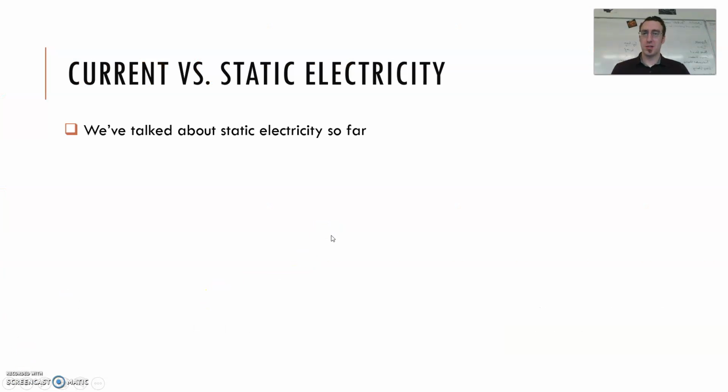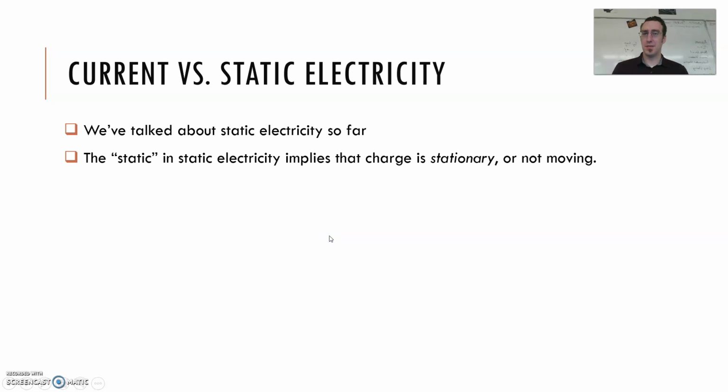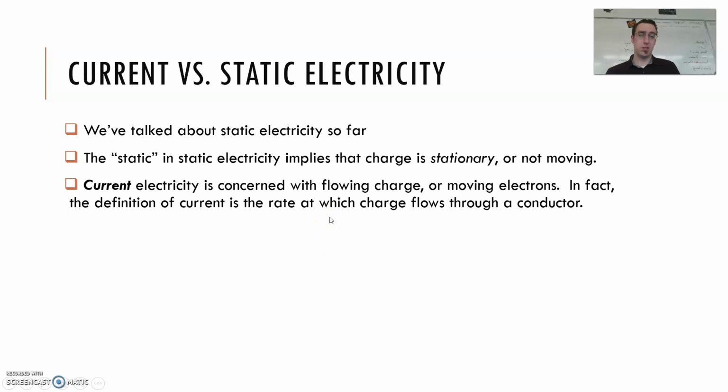We've already talked about static electricity. Static meaning it's not moving, it's stationary. Charge just builds up and stays there. Current electricity, however, is concerned with flowing charge or moving electrons. In fact, the definition of current is the rate at which charge flows through a conductor. Remember, conductors are materials that allow the flow of charge.